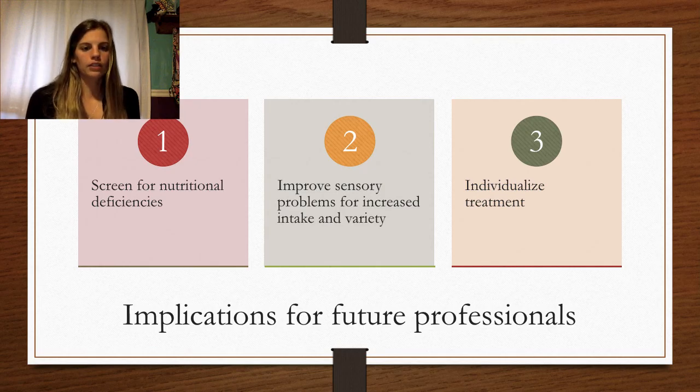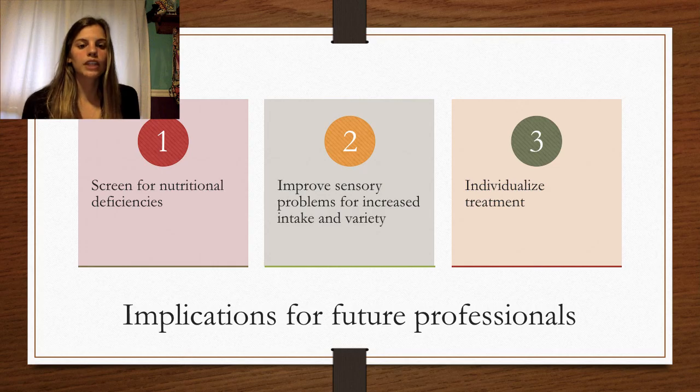Now we will talk about the implications for future professionals. It is important for future professionals to screen patients with autism for nutritional deficiencies, especially if they are at risk of having feeding problems due to severe behavioral and sensory problems. It is important for professionals to know what the deficiencies are in order to provide the proper foods and supplements to improve these and allow for proper growth and development.